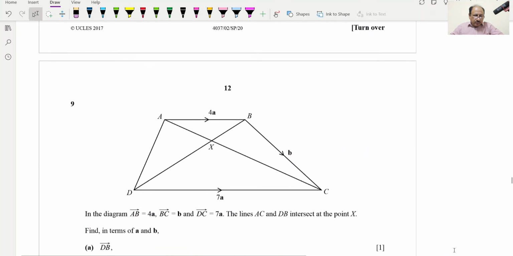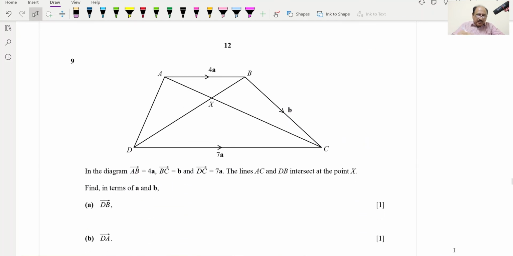Now we can move to question number 9. Question number 9 says in the diagram AB is 4a, DC is 7a, the lines AC and DB intersect at point X, so this is the point of intersection X. Find in terms of a and b, DB we need to find.